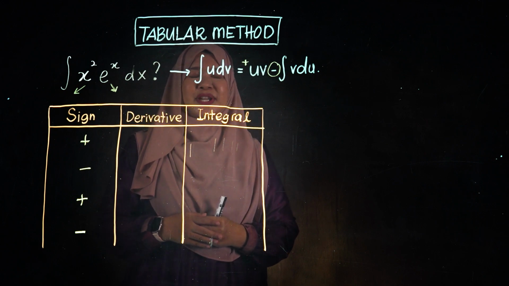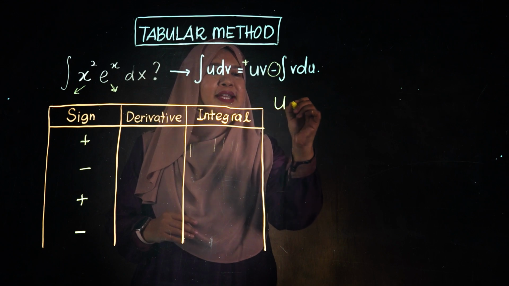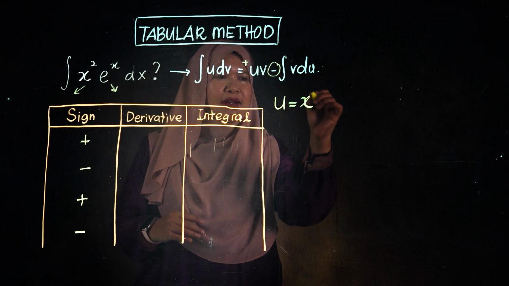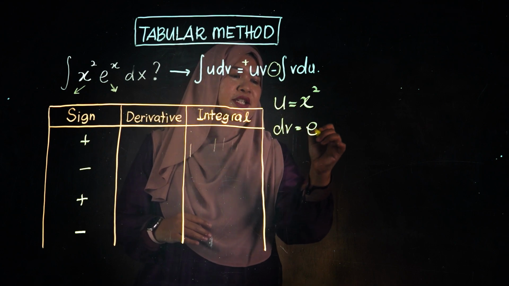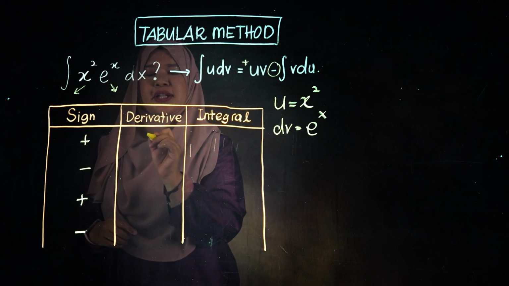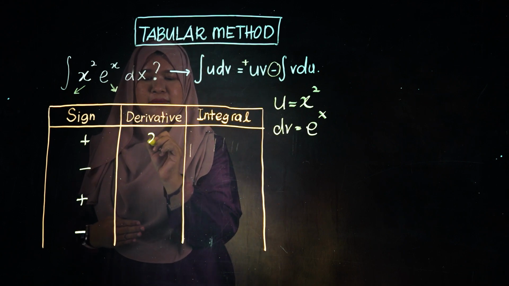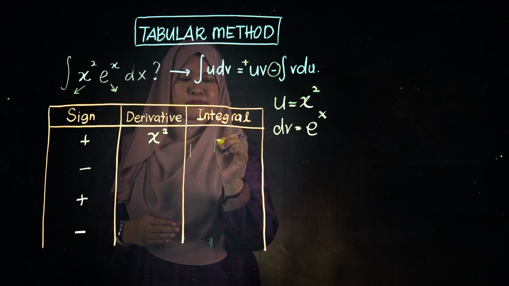Now, when we are doing integration by parts, we need to make u equal to x squared and dv equal to e to the x. We put x squared in the derivative column, and dv equal to e to the x in the integral column.